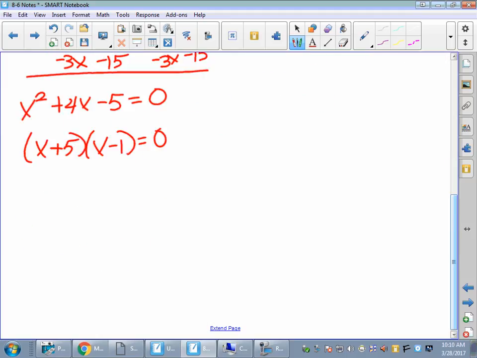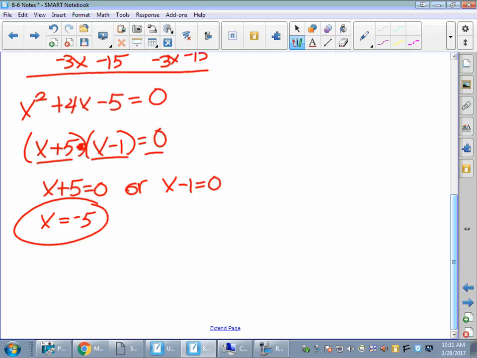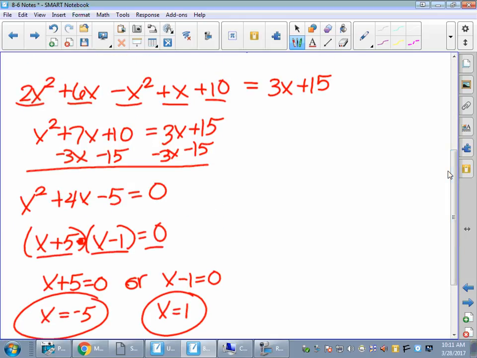Using ZPP, x plus 5 can be the one that's equal to 0, or x minus 1 is equal to 0. ZPP is the zero product property. I have a product, a multiplication that equals 0. Therefore, one of the numbers that I'm multiplying must be equal to 0. So if x plus 5 is equal to 0, then x must equal negative 5. If x minus 1 is equal to 0, x must be equal to 1. So I got two solutions: negative 5 and positive 1.